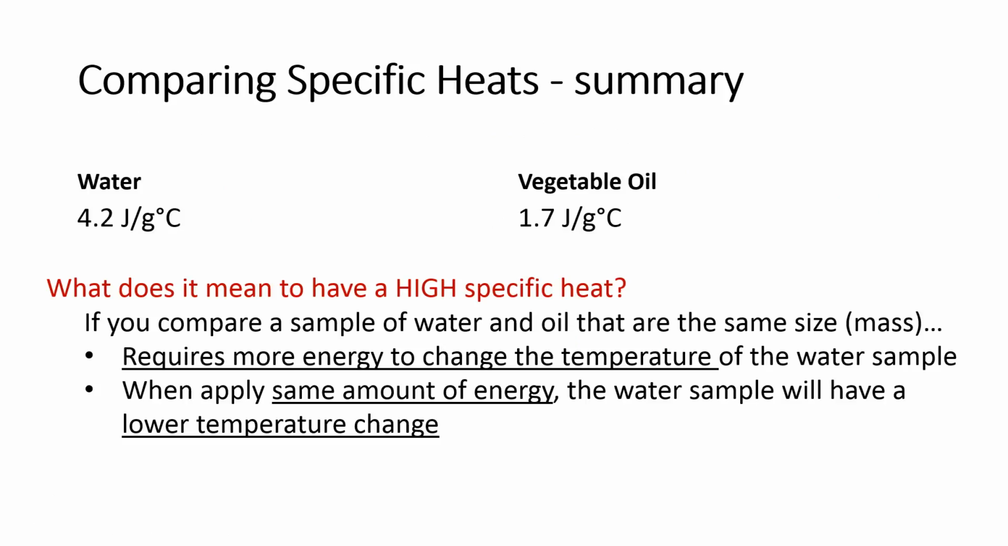So again, to summarize, when you're comparing substances, which is what we'll most often have you do when we're thinking about the concept of specific heat, when you say, what does it mean to have a high specific heat? So like water has a higher specific heat than oil. What does that mean? That means that if you compare a sample of water and oil that are the same size, the same mass, it requires more energy to change the temperature of the water sample. Another way of thinking about it is if you apply the same amount of energy to both samples, the water will have a lower temperature change. And that's because water requires more energy to change its temperature. So that's a little bit about specific heat.